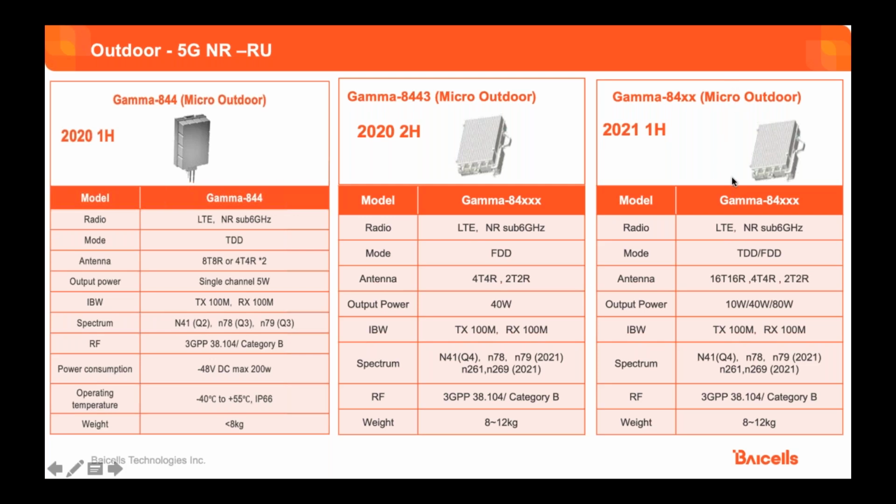We go to 884 series. We're increasing the antennas, so we're going into massive MIMO. You can have up to 16 by 16 right here, and in more powerful transmitters, 10 watts, 40 watts, and 8 watts. In the spectrum here, it is going to be the sub 6 gigahertz plus the millimeter wave frequencies.